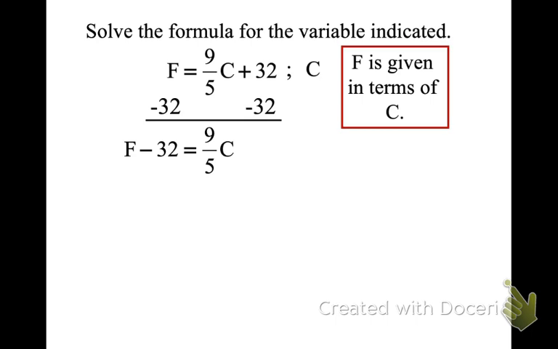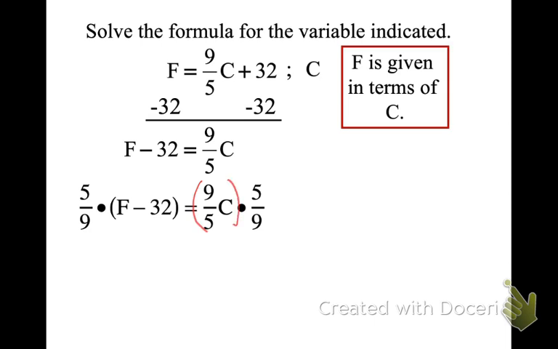Now, I don't just want to get rid of the 5 in the denominator, I want to get rid of the 9 too. So we can do that all at once by multiplying by the reciprocal of that fraction. Remember, we're basically just multiplying both sides by the reciprocal of that fraction. We can do anything as long as we do it to both sides.